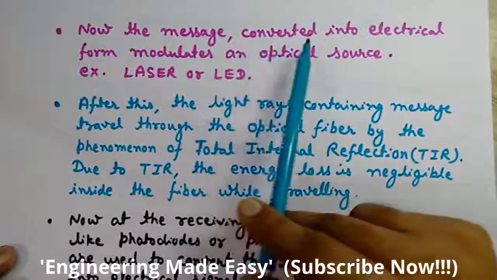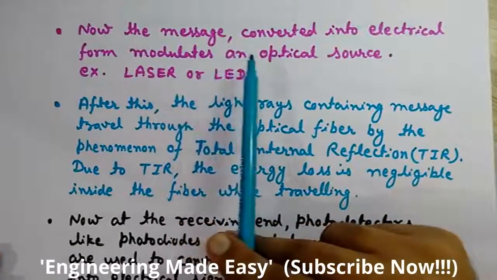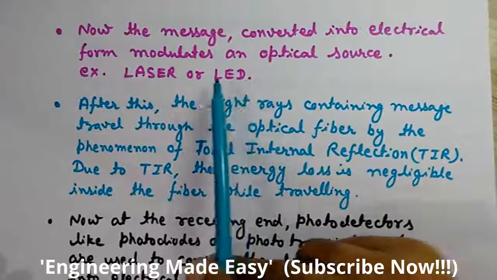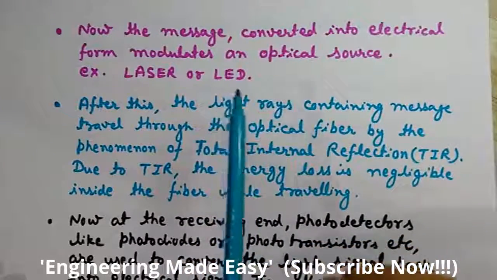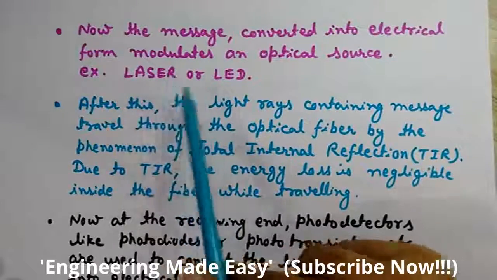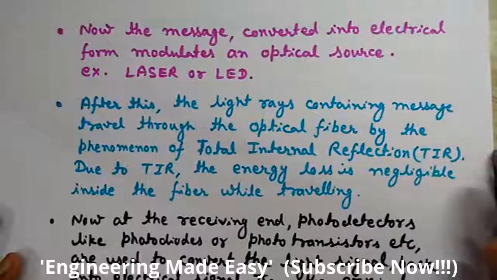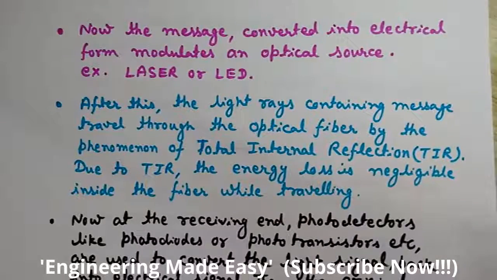Now the message which is converted into electrical form modulates an optical source. Optical source means we can take lasers or LEDs, light emitting diodes. Okay, so in optical fibers we mainly use lasers or LEDs as the optical source. So this message is modulated. We modulate this message over this light, okay, that comes from the optical source. So we have a modulated light signal having the message.